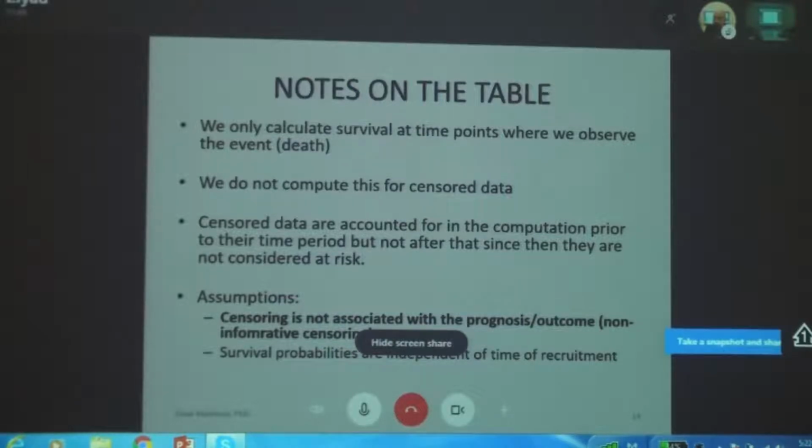And the other one is that the survival probabilities are independent of the time of recruitment. So whether you recruit somebody at the beginning of the study or after 1 month or something, their probability of survival is actually the same. So these are the assumptions under which we can compute all of these probabilities.